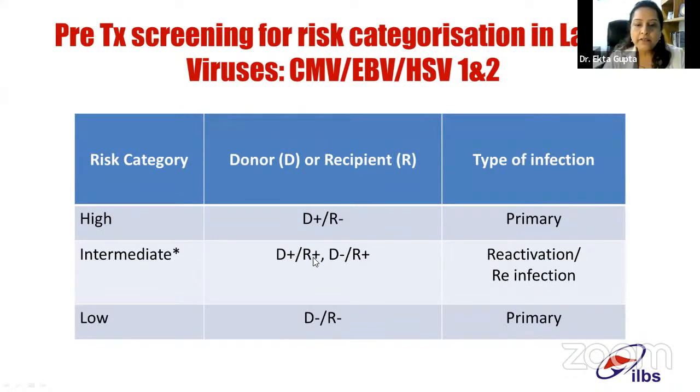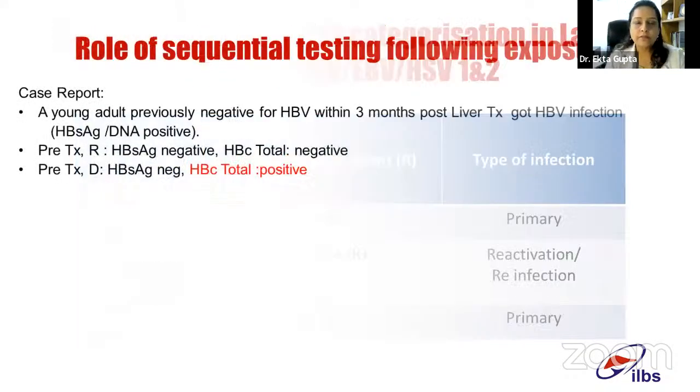When the donor and recipient both are exposed, or the recipient is exposed, it gives an intermediate risk because only a reactivation or a reinfection can occur. The donor is already exposed, so the primary infection will not occur. Low risk category if both are negative. Yes, still there is a risk of transferring infections through blood and blood products, through iatrogenic transmission. So there are other factors by which the infection can be transmitted, and one has to be careful. We use leukodepleted blood for such patients so that the CMV is not transmitted. So these are risk categorization methods.